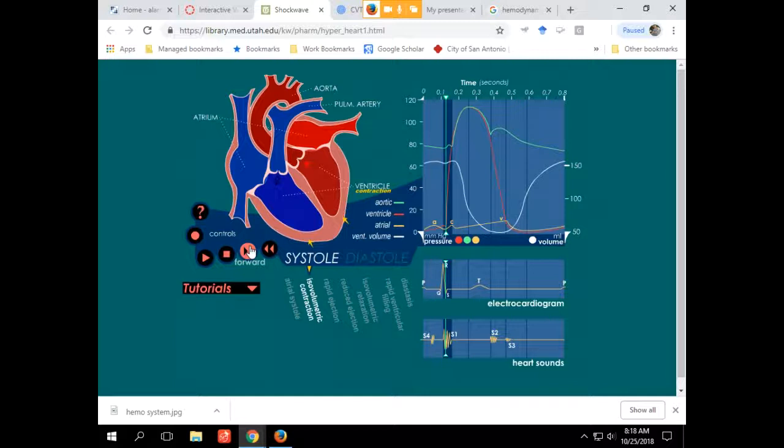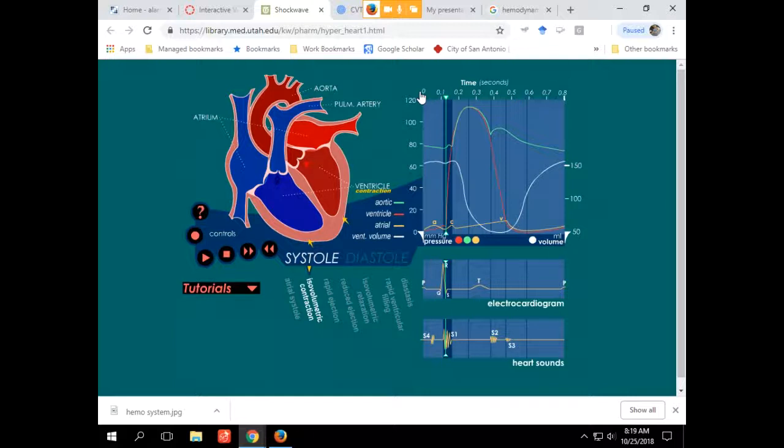Okay. So we have the preload, and then what it has to do is overcome the afterload, right? It has to overcome the pressure that's over here, right? Squeeze, and overcome the afterload, right? Which we also call peripheral vascular resistance, right? What else do we call it? Arterial, something. I can't remember.